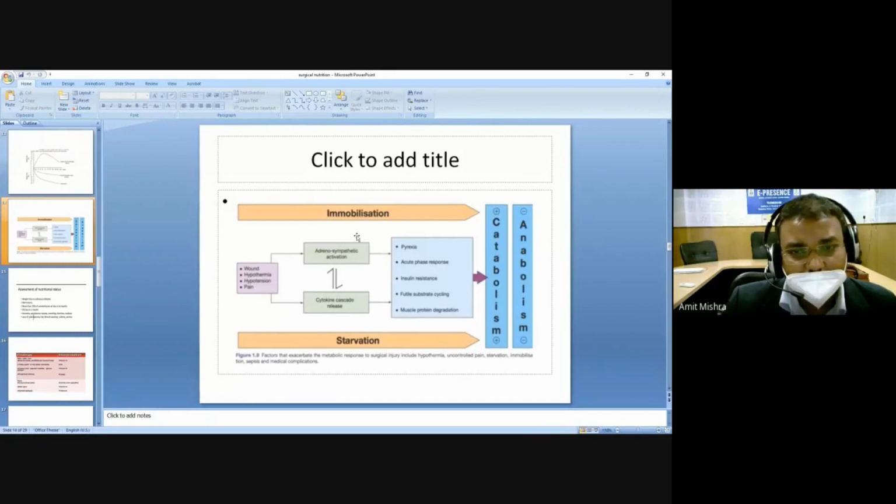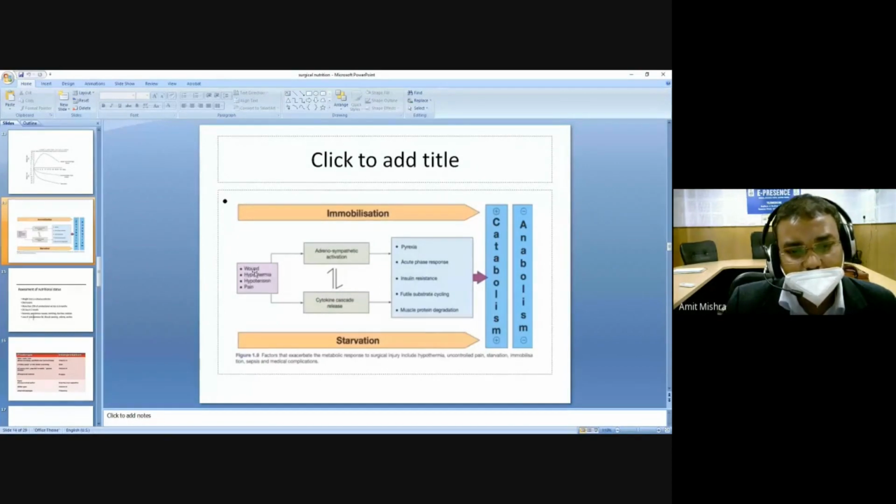You can see that after a long immobilization or starvation period, this ultimately leads to the catabolic phase. Both immobilization and starvation lead to the catabolic phase, and after the catabolic phase, the anabolic phase starts. Okay, so you can see the wound infection. There is a large wound.